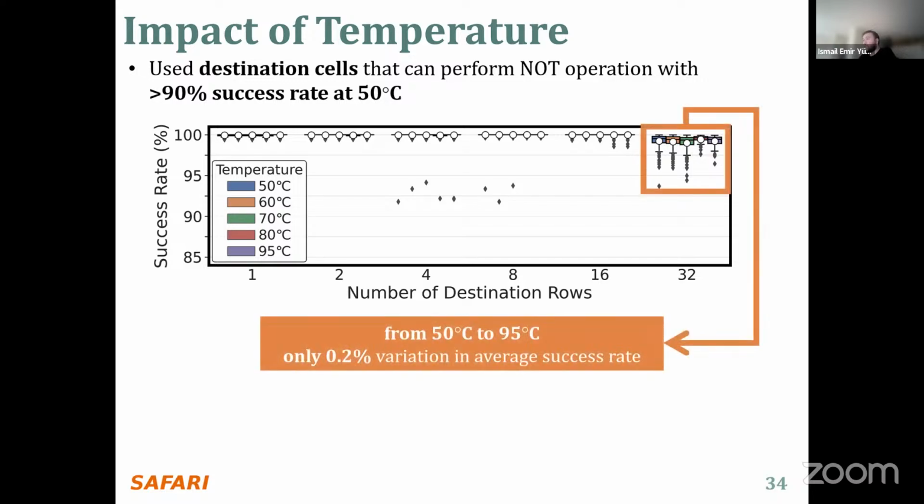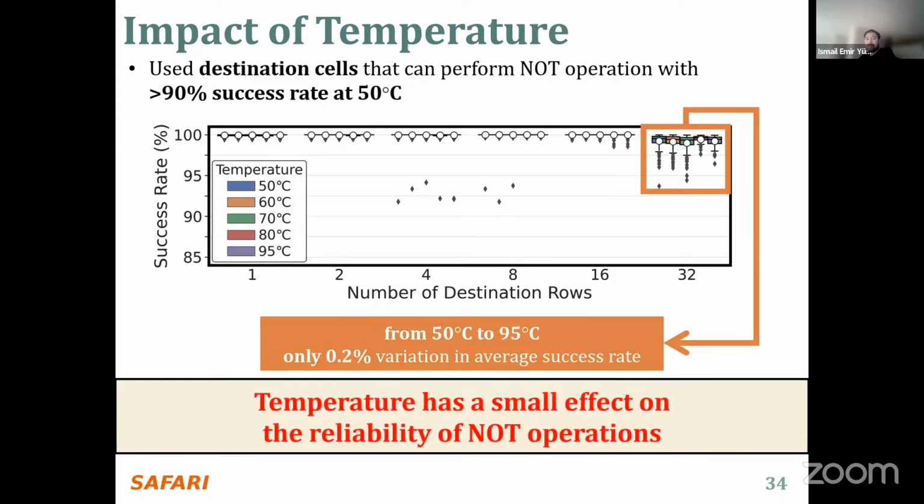And we observe that the most vulnerable one, which is NOT operation with 32 destinations, from 50 degrees Celsius to 95 degrees Celsius, there is only 0.2 variation in average success rate. We conclude that temperature has a small effect on the reliability of these operations.